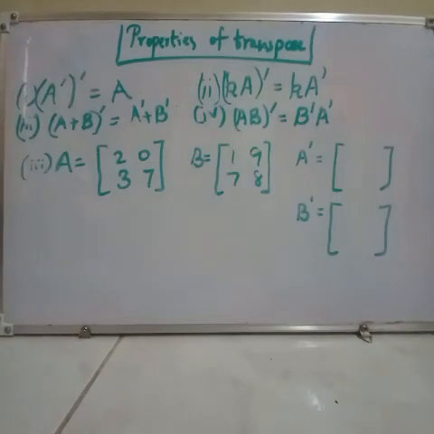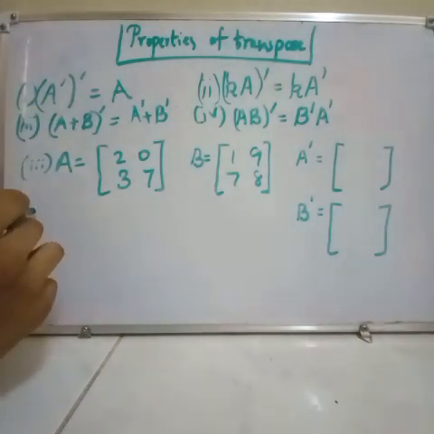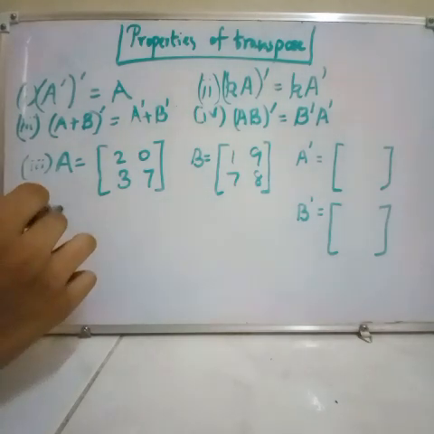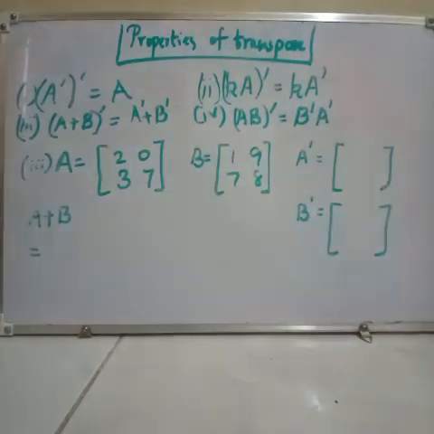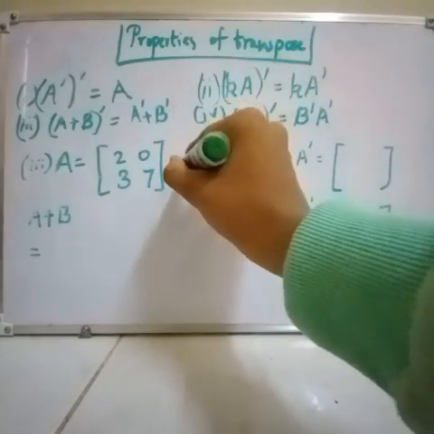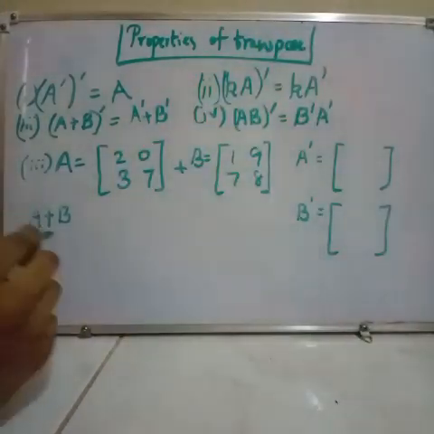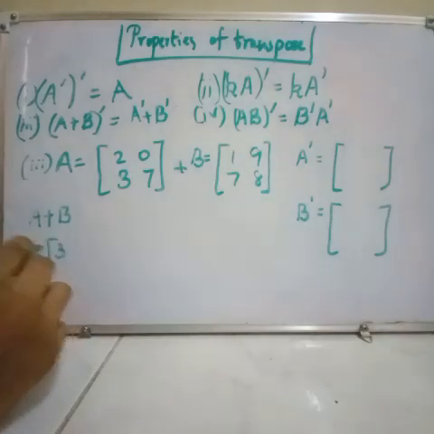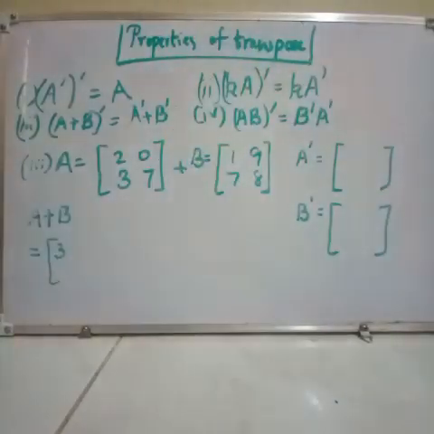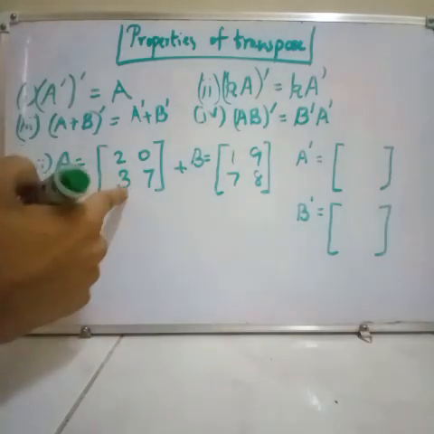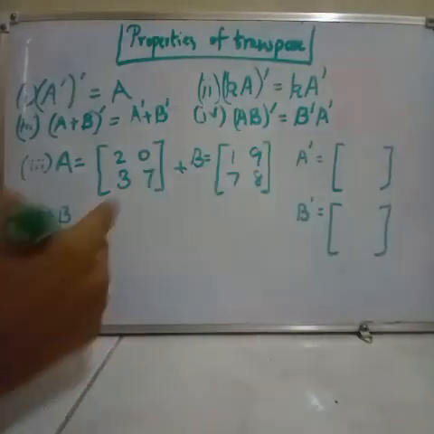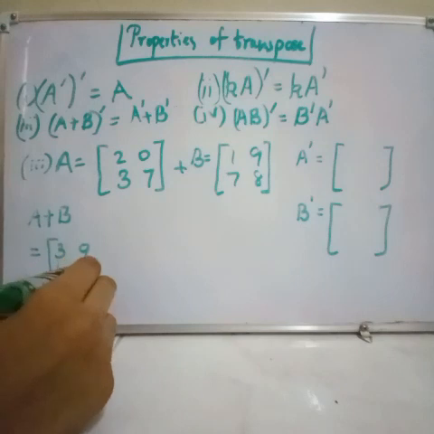Now let's prove the third property. We have the A matrix as this one and the B matrix as this one. Now we can do (A plus B) the whole transpose. A plus B means first you have to add both the matrices together. So 2 plus 1 would be 3, adding the corresponding elements. 0 plus 9 would be 9 itself. 3 plus 7 would be 10, and 7 plus 8 would be 15.